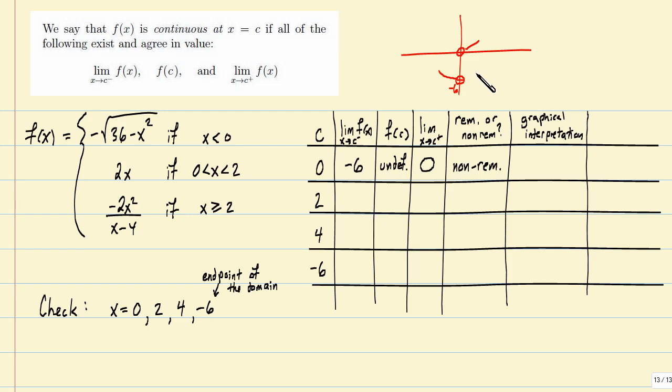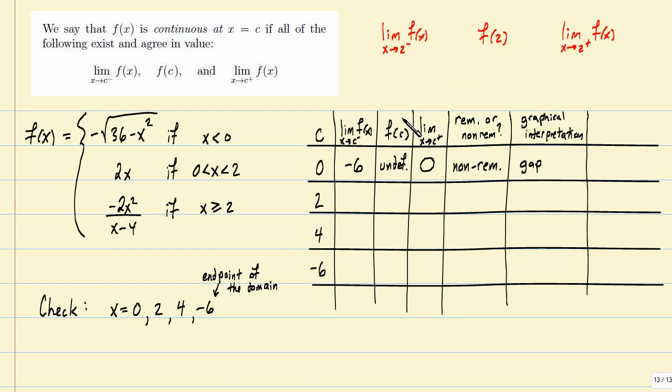That's not terribly relevant if all we're trying to do is classify the discontinuity according to its graphical interpretation. What is important here is I have jumped from down here to up here, creating a big gap between the two. So that's my graphical interpretation. I have a gap discontinuity or a jump discontinuity between these 2 points. Okay, let's move on to the next c value in question. X equals 2.